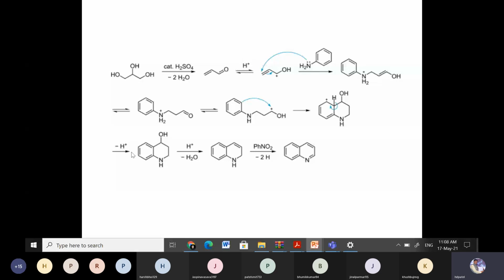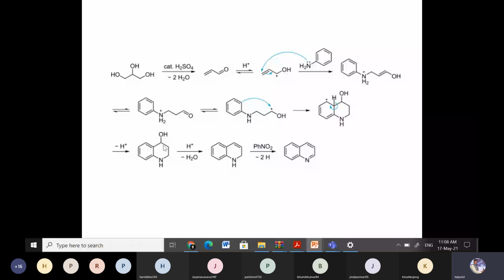Then after that, the reaction medium is highly acidic. So what happened? This OH will react with a proton and as a result it will convert into OH2 plus. When it converts into OH2 plus, removal of a water molecule will take place from here, and as a result this carbon becomes positive. Then deprotonation will take place from here and finally we will get a double bond over here.